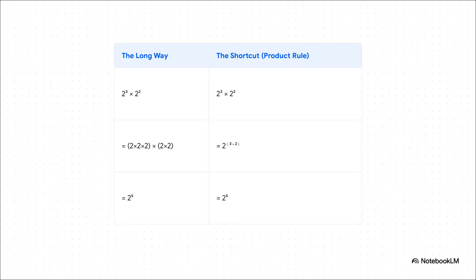But hey, don't just take my word for it. Let's prove it. Let's see why this works. On the left, you see the long way, right? 2 cubed is just 3 2s. 2 squared is 2 2s. You put them all together, what do you get? 5 2s, which is 2 to the 5th. Now look at the right. Using our new shortcut, we just do 3 plus 2 and we get 5. Same answer, way less work. See? It just makes sense.